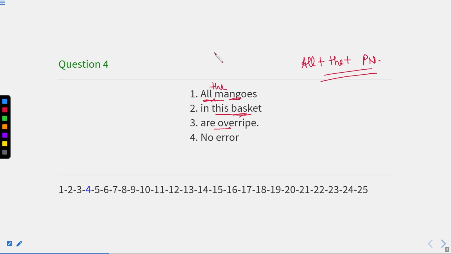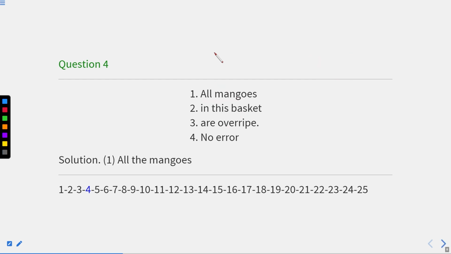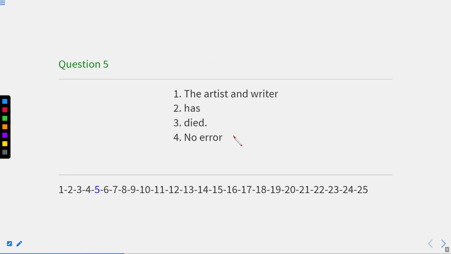Okay, so here the error will be in part first and the answer will be all the mangoes. Okay, so the correct sentence will be all the mangoes in this basket are overripe. Okay, I hope you have understood this concept too. Now let us move to the next question. That is question number 5.